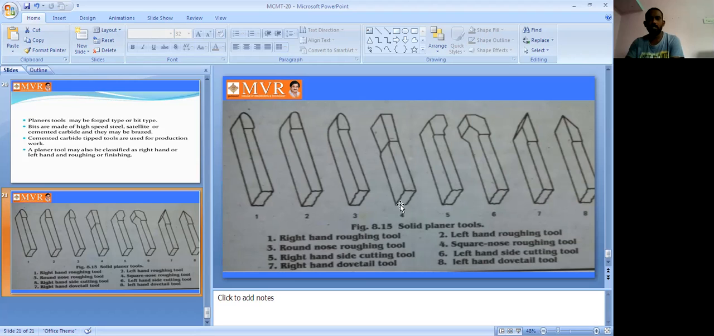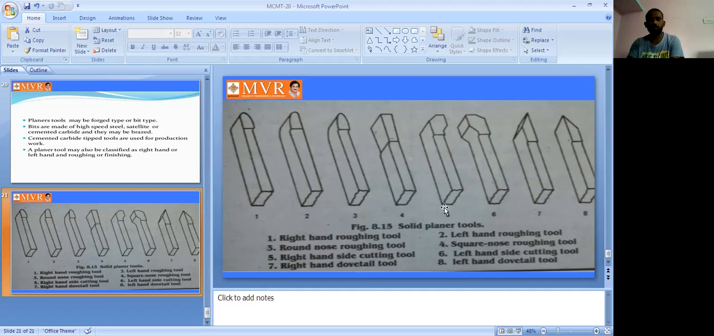Next, see here, the fourth one, the square nose rough tool. We have the square shape, so the tool is in square shape. That's why it is called a square nose rough tool. So we have the right hand roughing tool, left hand roughing tool, round nose rough tool, and square nose rough tool.